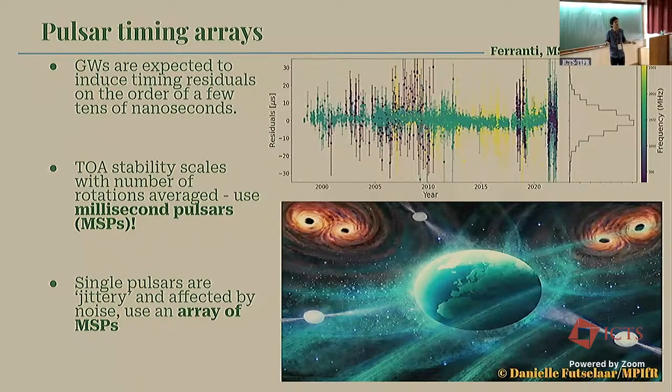So the pulsar timing array is a strange detector in the sense that you're observing astrophysical objects, you're monitoring astrophysical objects. So your detector is not really the telescope or the instrument you built on Earth, it's the program of monitoring several pulsars over a period of time.